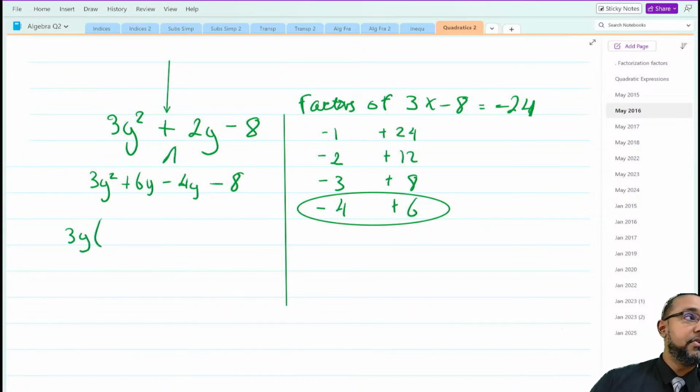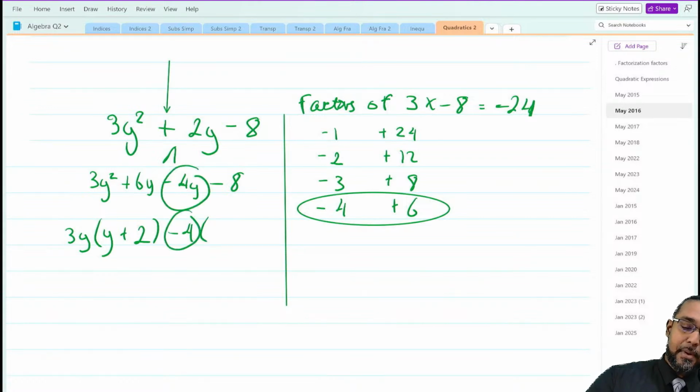When we divide, 3 into 3 goes once, and y squared divided by y is just y. And then 6y divided by 3y will give us back 2. Now, these two terms are negative, so we'll pull back our negative 4. And when we divide, minus 4y divided by minus 4 is positive y. Minus 8 divided by minus 4 is positive 2.